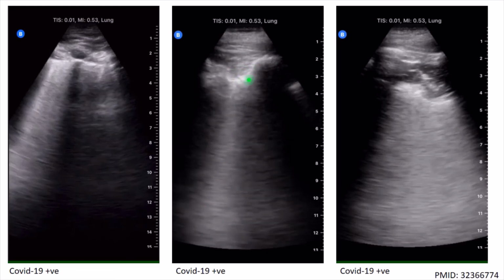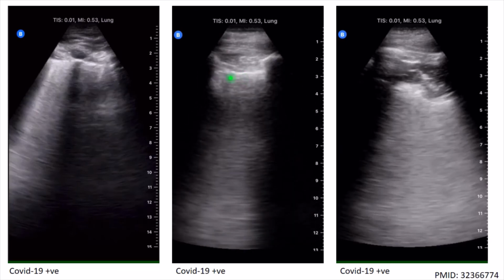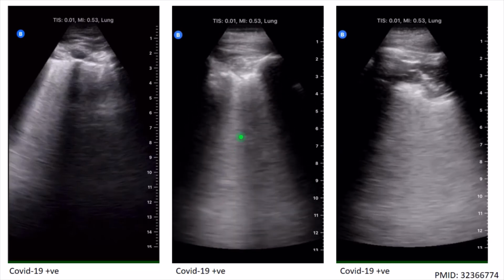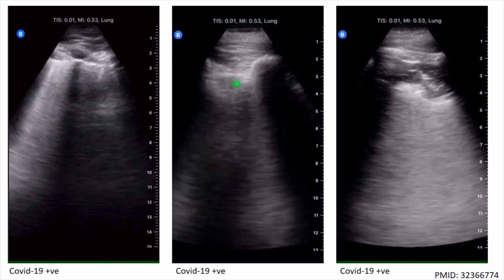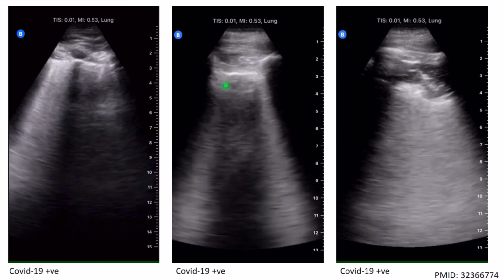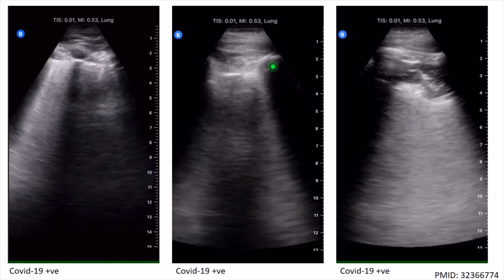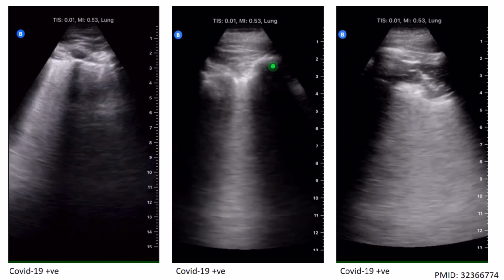And this pattern of thickened irregular pleura with scattered B lines and skip lesions, where you have no B lines in this space between the two B lines, is a characteristic finding that is emerging with COVID-19 infected patients.